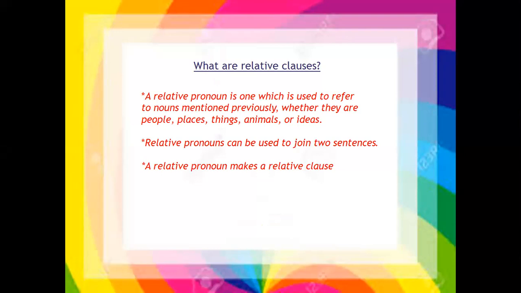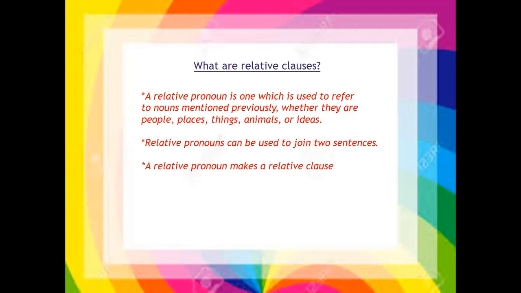هم بيعودوا على nouns. They are mentioned previously. ذكرناهم سابقا in the sentence or in the paragraph. Whether they are people, places, things, animals, or ideas. So relative pronouns can refer to people, to places, to things, to animals, ideas, or even to an expression of time.